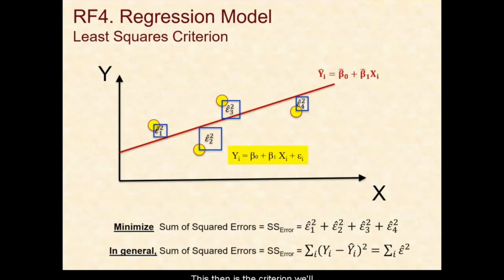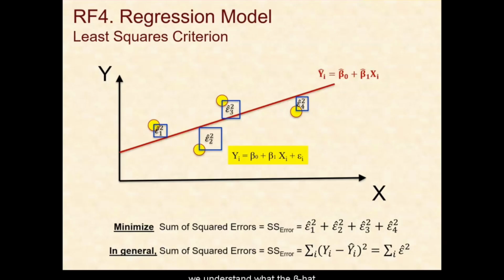This then is the criterion we'll use to identify our best fit line, now written at the bottom in its general form. Mathematically, based on this criterion, we can derive formulas for the beta hat naught and beta hat 1 that correspond to this best fit line. We won't repeat those formulas in this module. They are readily available in textbooks if you're interested. We obtain the beta hat values from R, or other computer software.